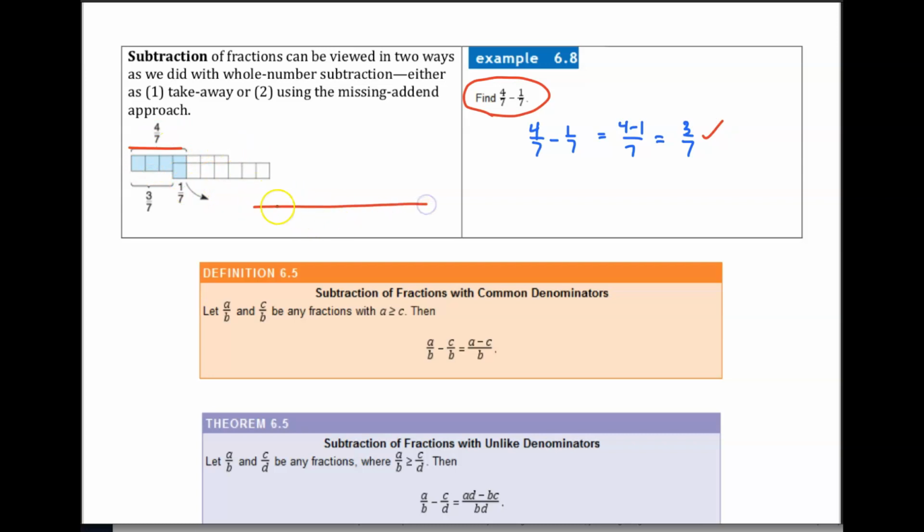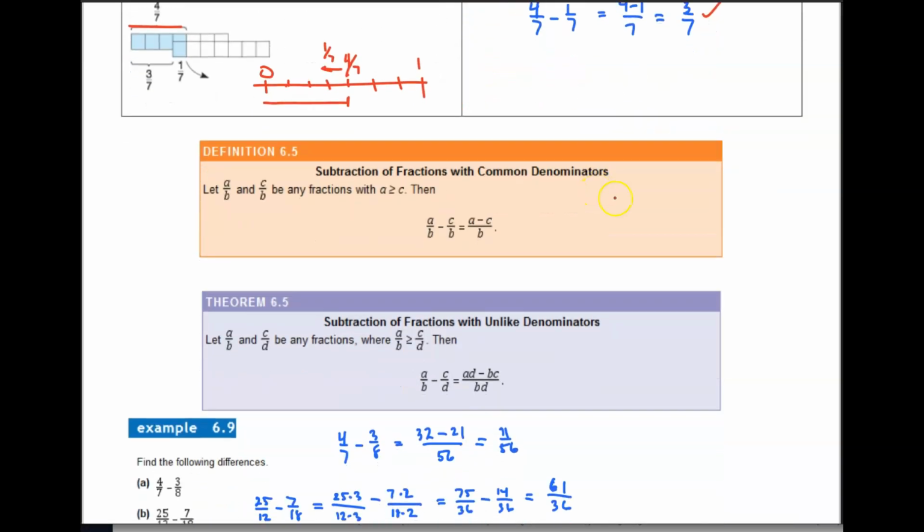And of course we could do that on a number line also, right? There is 0, here is 1, and it's hard to break this into 7, so I'll do my best. 1, 2, 3, 4, 5, 6, 7. There it is. And so you go 1, 2, 3, 4. There's your 4/7, and then take away 1/7, right? Go back. And so then there's your 3/7, and that's what you have there. And so you have that same formula, common denominator, you subtract.